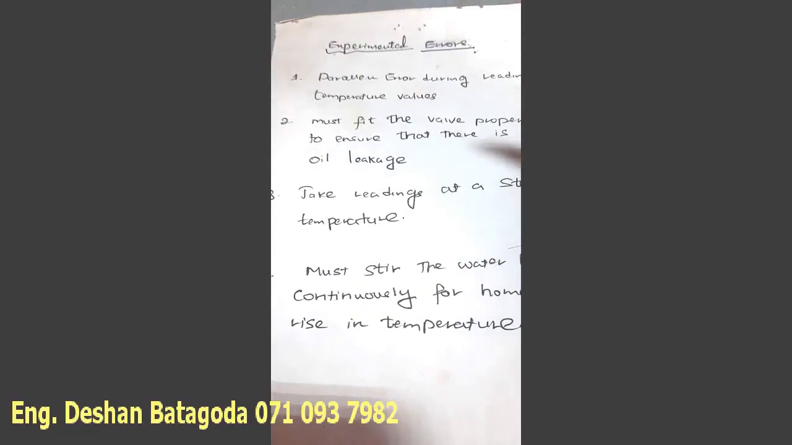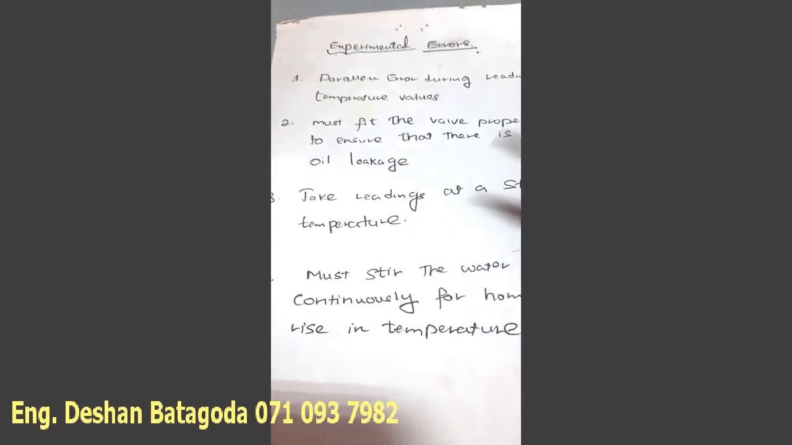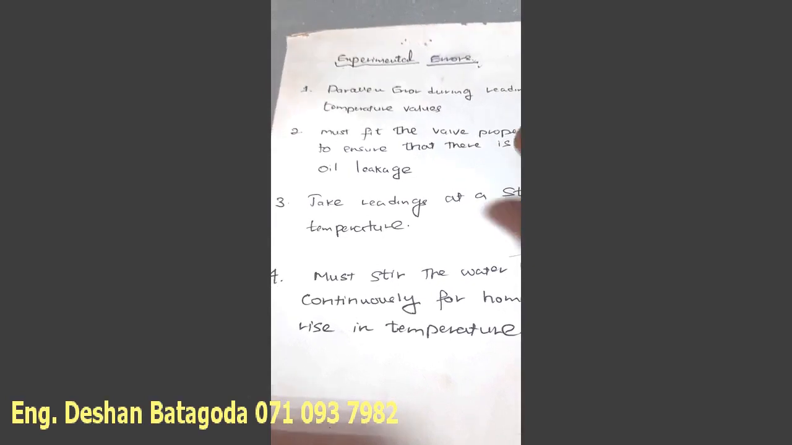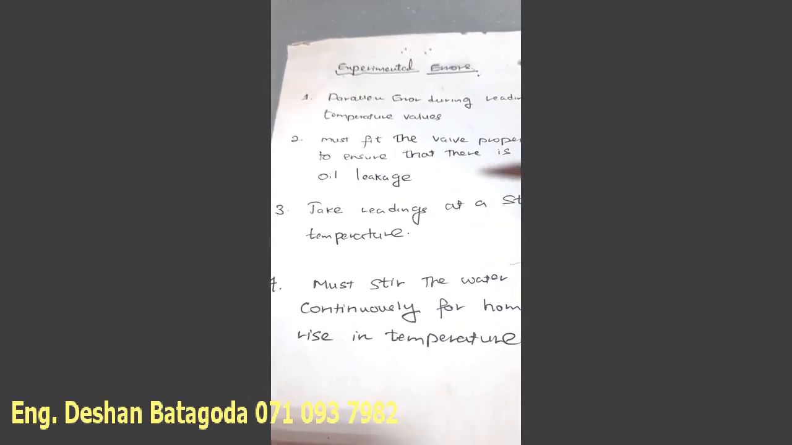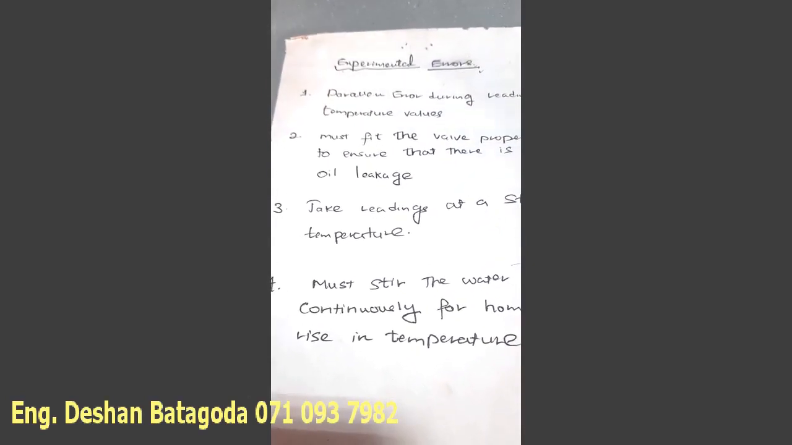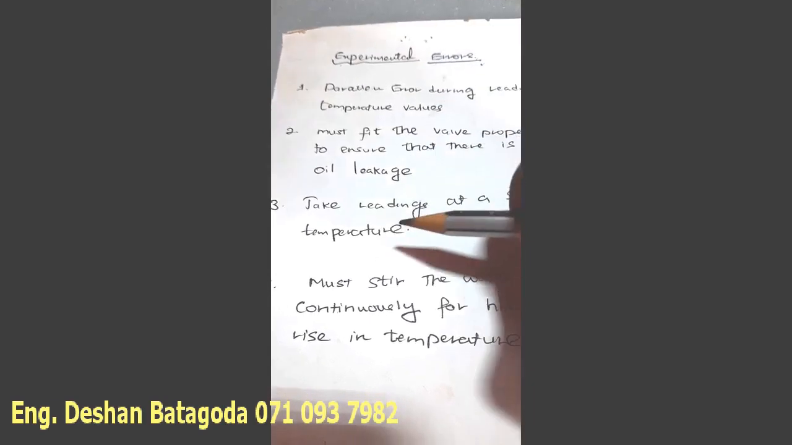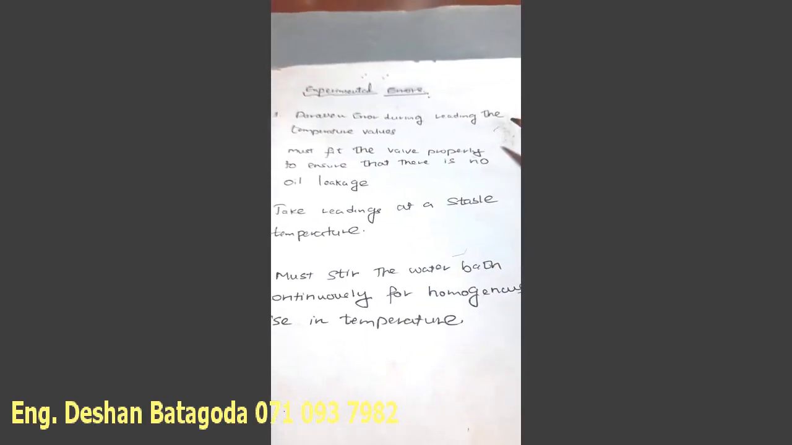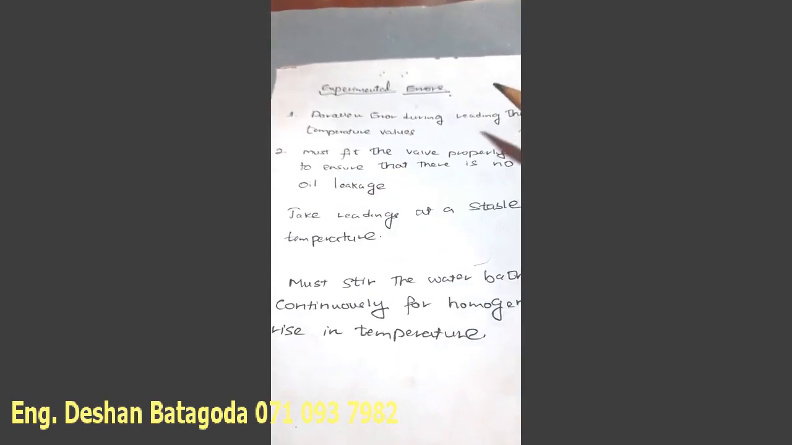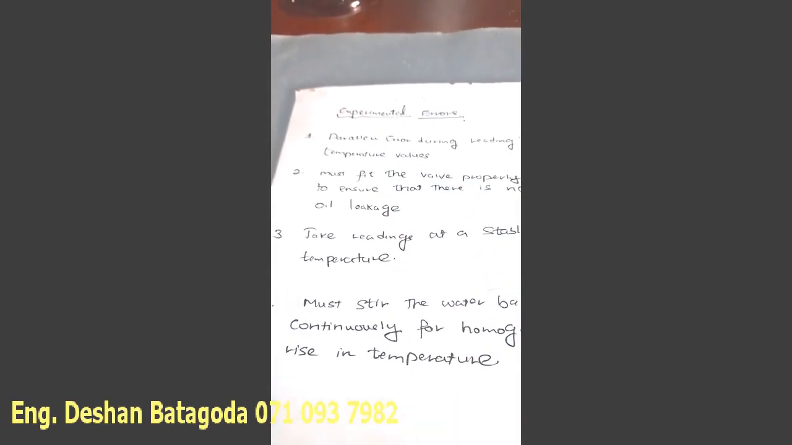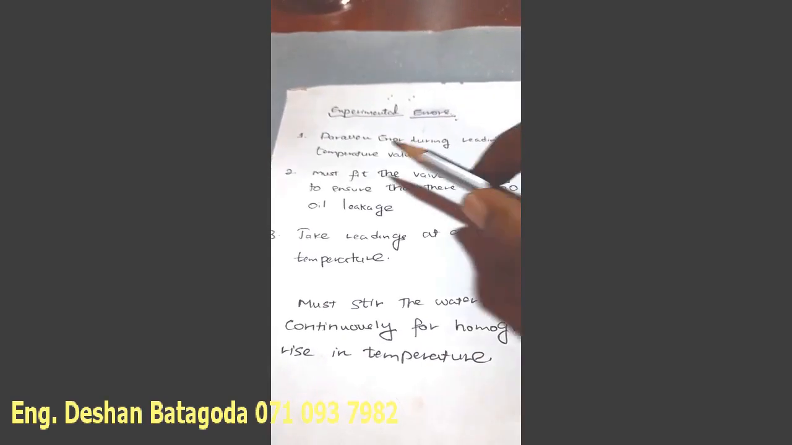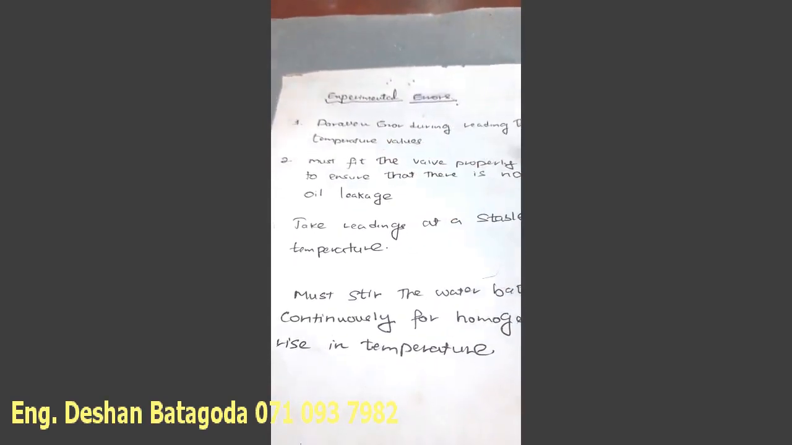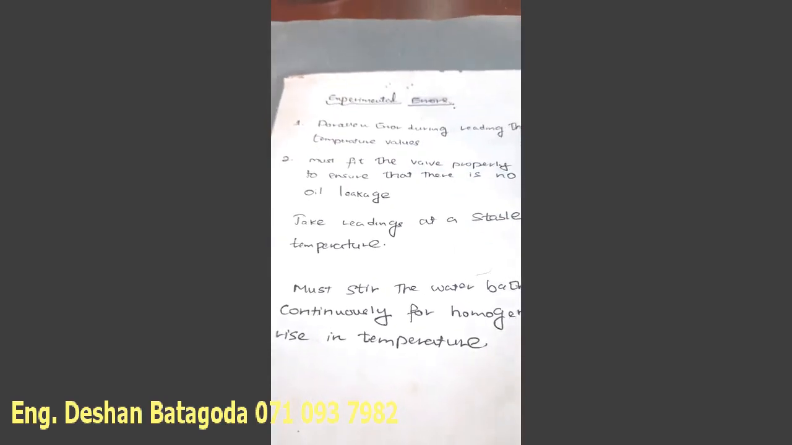Okay, let's discuss the experimental errors. During this practical, it is much more important to pay attention to these 4 points. These are the causes of experimental errors. Fact number 1, the parallax error during reading the temperature values. When you are going to read the temperature values from the thermometers, certain errors can be caused because of the parallax error. That is point number 1.